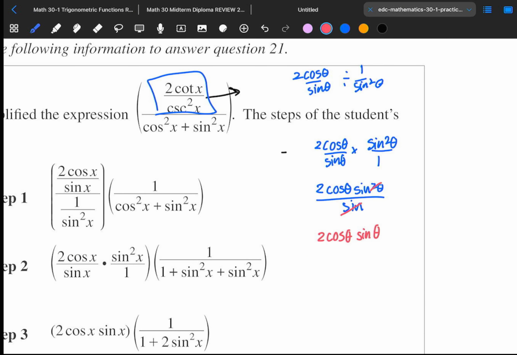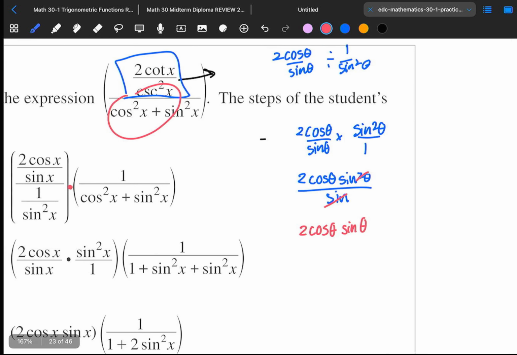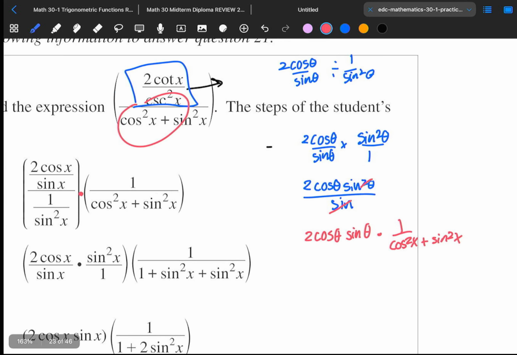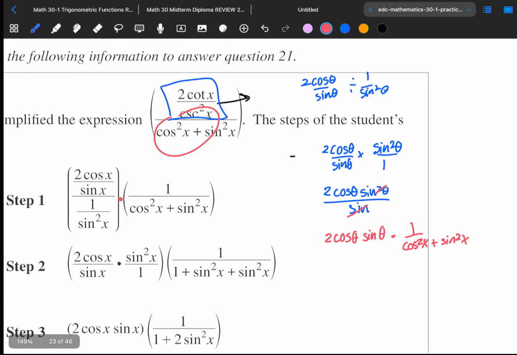What they did is they multiplied by 1 over our denominator, so times 1 over cos squared x plus sine squared. Sorry if I'm using theta instead of x; for this it really shouldn't matter too much. But remember that dividing is the same as multiplying, so these expressions are going to be mathematically equivalent. So I should probably write this as all over cos squared x plus sine squared x.